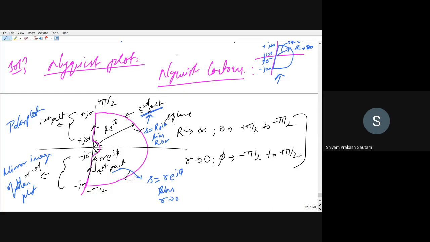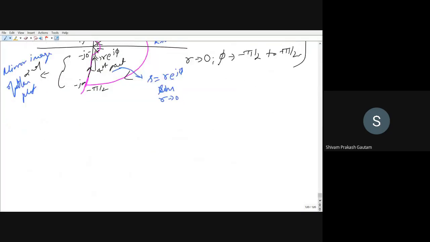First we have to draw the polar plot. So how to draw the polar plot? Given an open loop transfer function, G(s)H(s), equal to (4s plus 1) divided by s square (s plus 1)(2s plus 1). So this is the open loop transfer function, and for this we have to draw the polar plot. How will we proceed? We will substitute s equal to j omega.